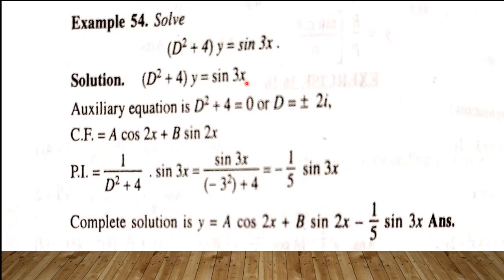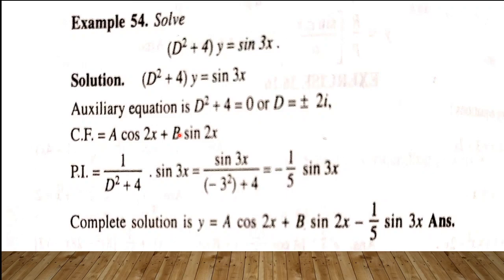Already the operator form f of d is visible, y is taken common, RHS is containing the trigonometric term in the form of variable x. d square plus 4 equal to 0, d is equal to plus minus 2i. Complex roots are there, nothing is the real part, means 0 plus minus 2i. a is 0, b is 2, e to the power 0x is 1, which I have not written. In place of c1 I have said a, and the value of b is 2, cos 2x; the value of b is 2, sin 2x; in place of c2 I have said b. So my complementary function is a cos 2x plus b sin 2x.